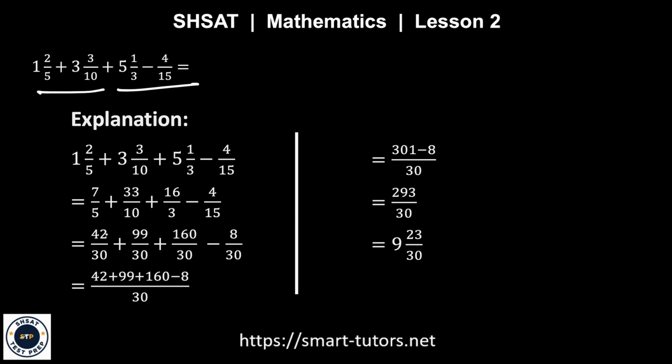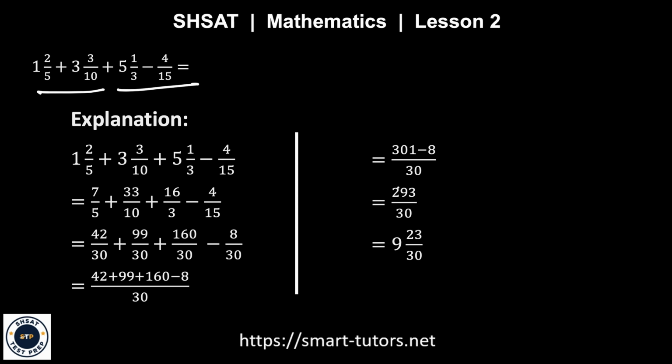If you make all these mixed numbers into improper fractions, that gives you 7 over 5, 33 over 10, 16 over 3 minus 4 over 15. Find the common denominator, which is 30. Follow the previous steps that we did. Multiply and make the equivalent fractions. You see all the equivalent fractions, that means the common denominator, right? Now add them up and then subtract.